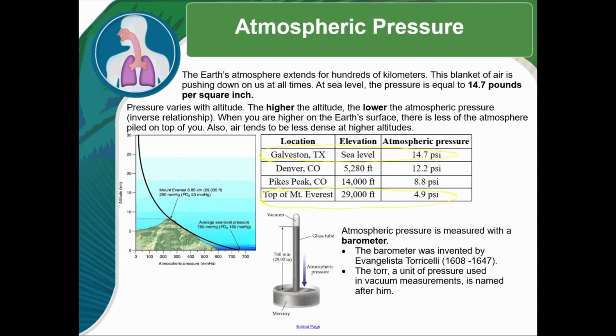Atmospheric pressure is measured with a tool called a barometer, invented by Evangelista Torricelli. Torricelli's original barometer was a glass tube filled with mercury inverted into a dish. Mercury flows out of the tube until the pressure of the column of mercury is equal to the pressure of the air, or the atmospheric pressure, which is represented by the blue arrow below.